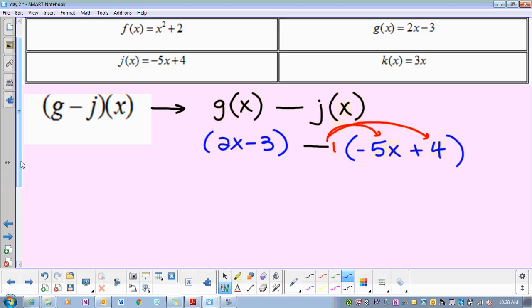So the first one doesn't change, right? The first parentheses. So we have 2x minus 3. What's a -1 times a -5x? Negative times a negative gives you positive. Positive 5x. What's a -1 times a positive 4? Yeah, -4.